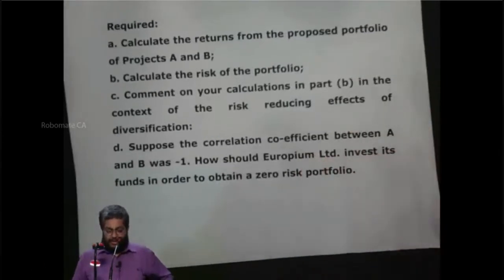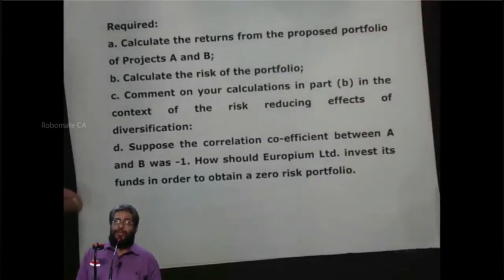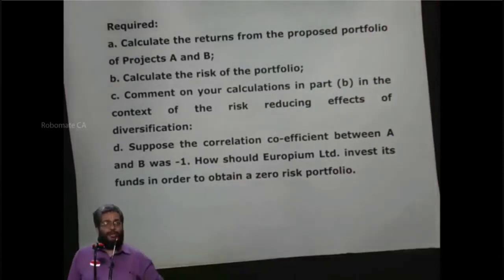Can I proceed? Now calculate the return from the proposed portfolio. Can you start or not? Now, write down part A, portfolio return. All again simple, straightforward calculation. Can I proceed? Tell me what are the columns?